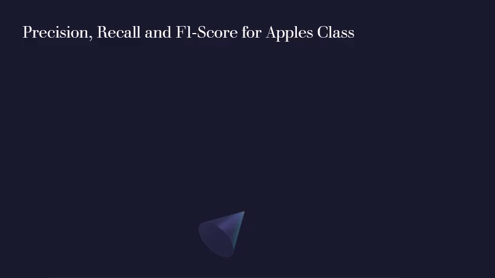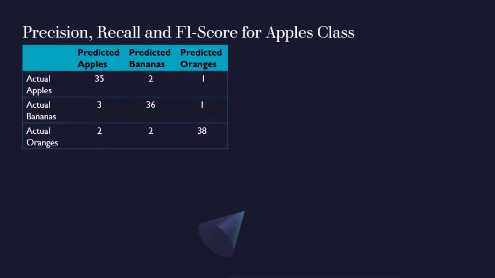Let's identify our true positive, false positive, and false negative first before we evaluate our model performance in terms of precision, recall, and F1 score. So let's take a look at our matrix first. So we have here our matrix. Our true positives are 35. They are the values of the correctly predicted as apples that were actually apples.